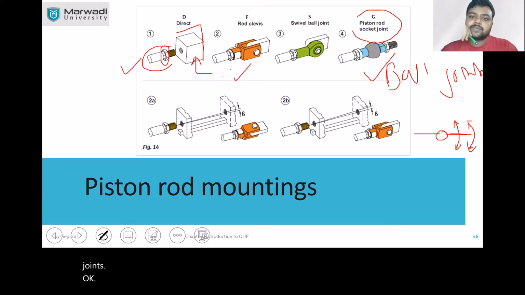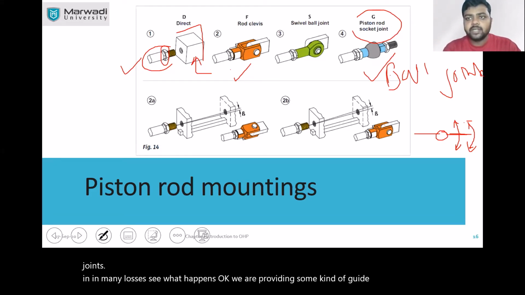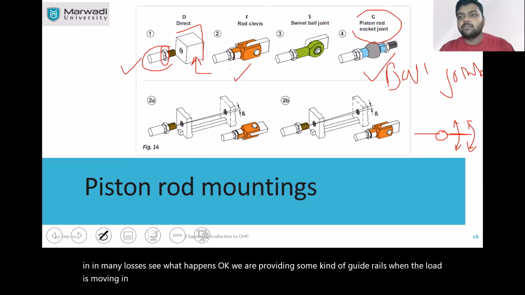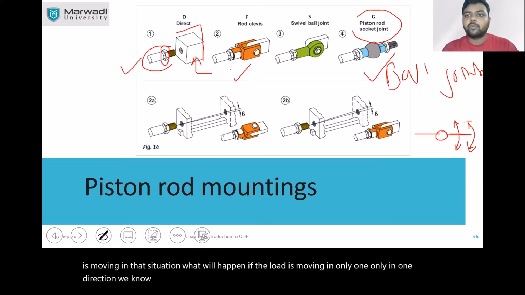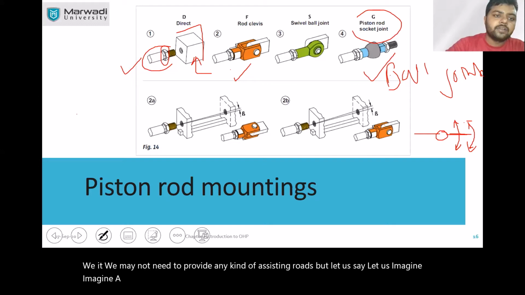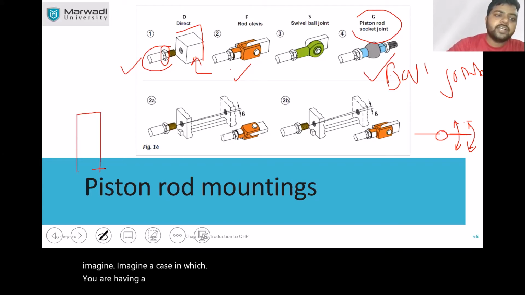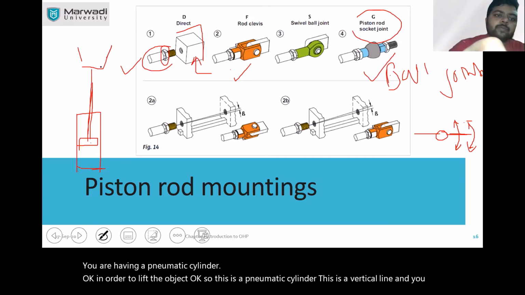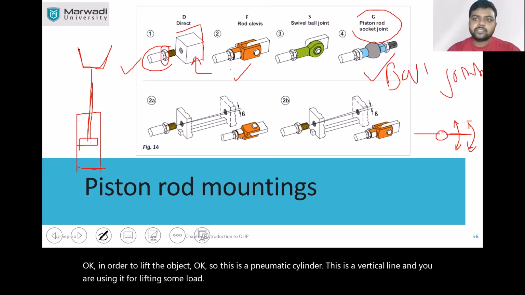In many loads, we are providing some kind of guide rails when the load is moving. If the load is moving in only one direction, we may not need to provide any kind of assisting rods. But let us imagine a case in which you have a pneumatic cylinder, a vertical one, and you are using it for lifting some load.